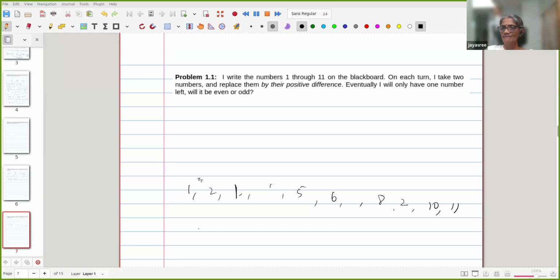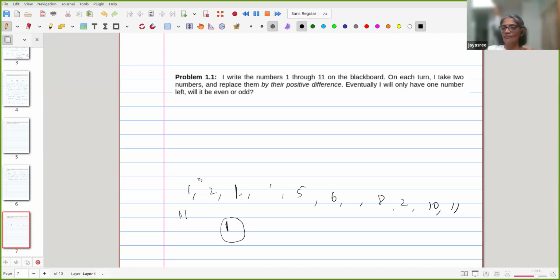I start with 11 numbers. So at each step, I'll strike out 2 and add their difference, right? So if I start with 11, after one turn of the game, how many numbers will I have left? 10. Then the next step? 9. Then 8, 7, 6, 5. At last, I will end with 1 number.